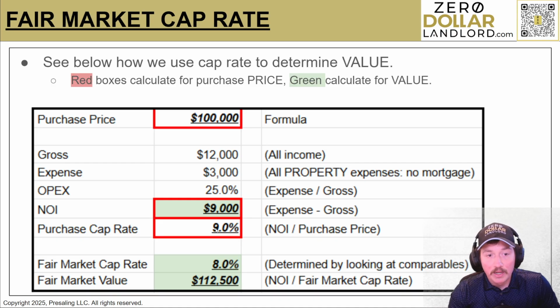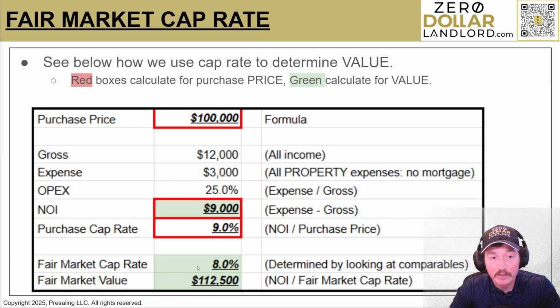So if you are buying at 100K and you have 12K gross, let's just say 3K expense, that's a 25% expense ratio, OPEX. Then your NOI, let's call it 9K per year. So then your purchase cap rate is going to be 9%. That's at purchase, you're buying it for 9%.